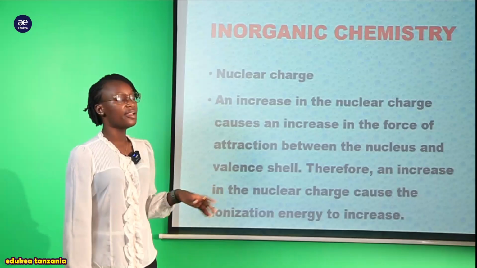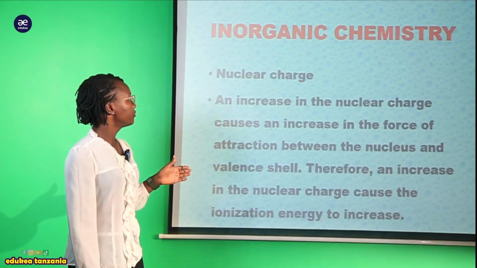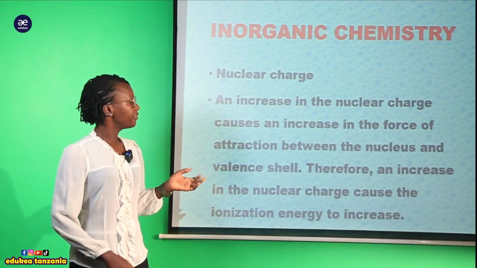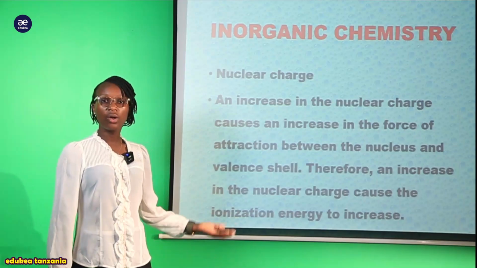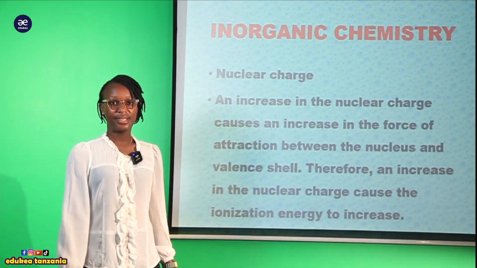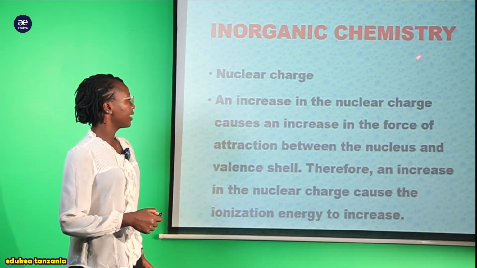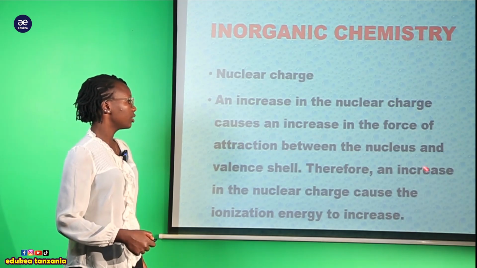Okay, sasa hivi tuangalie factor nyingine. Let us see another factor which can be useful in the determination of the ionization energy. The other factor is the nuclear charge. So how can this nuclear charge be useful to determine now the trend of the ionization energy? So an increase in the nuclear charge causes an increase in the force of attraction between the nucleus and the valence shell.